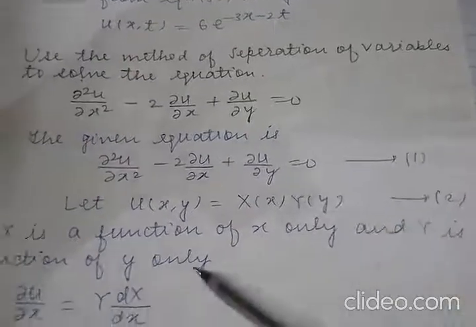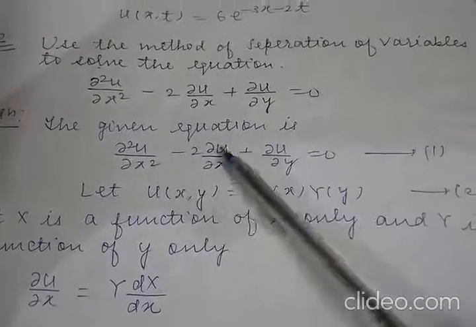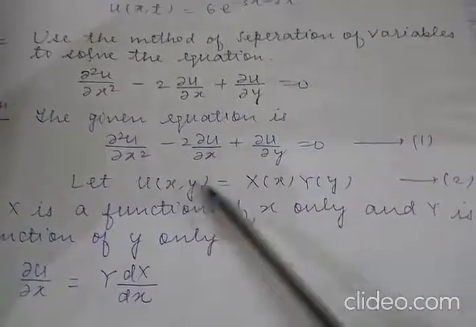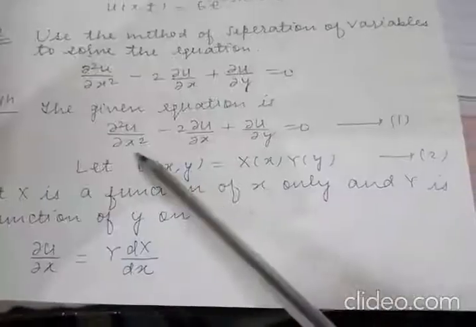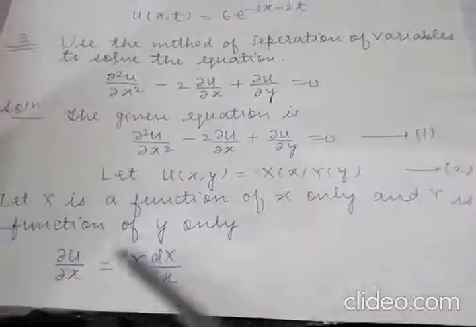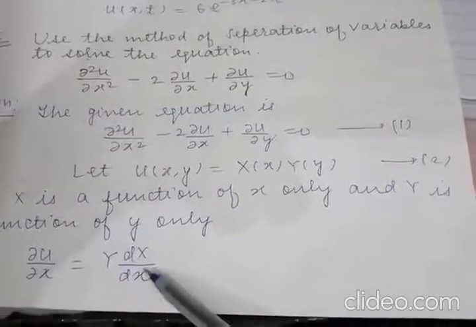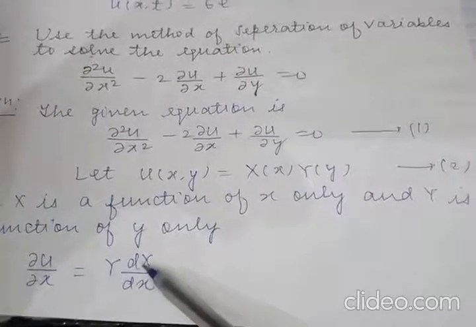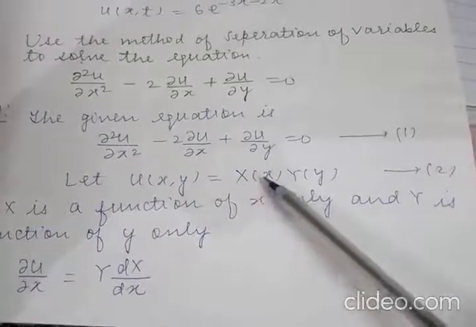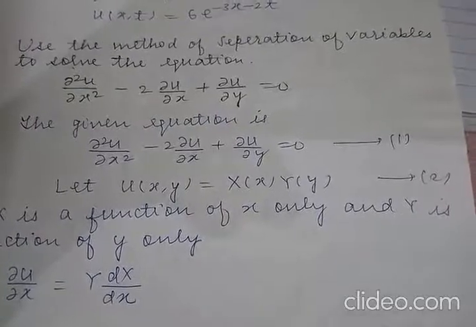In the same way, we will find del u upon del x and then del 2u upon del x square, del u upon del x, del u upon del y with the help of this equation 2. Then we will proceed in the same way as directed in the given differential equation. We will firstly obtain del u upon del x, which will be Y times dX upon dx. Here we have used operator capital D, which is known as total derivative. Since here the capital X is only function of x, so del X upon del x will be equal to dX upon dx.